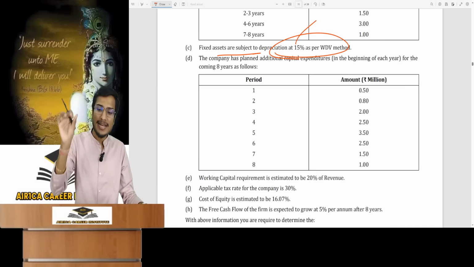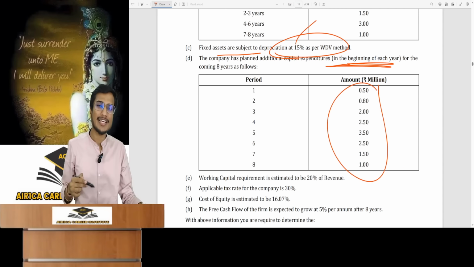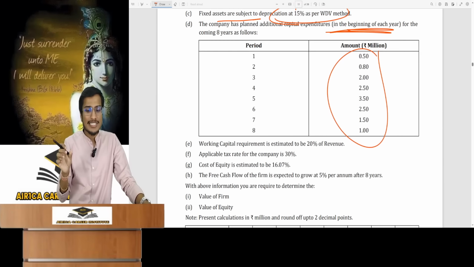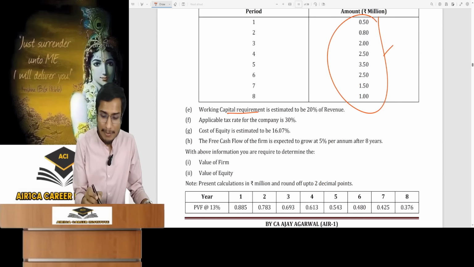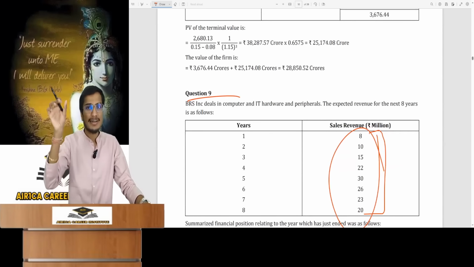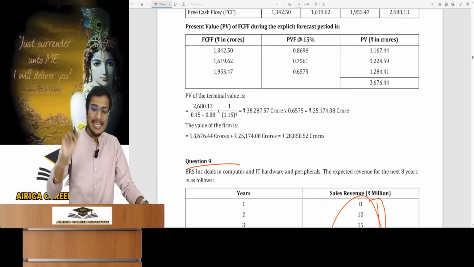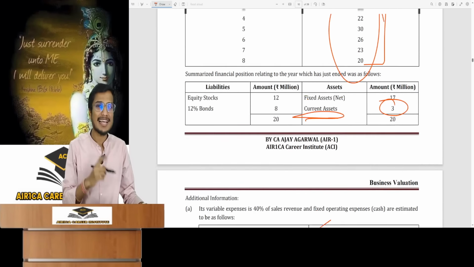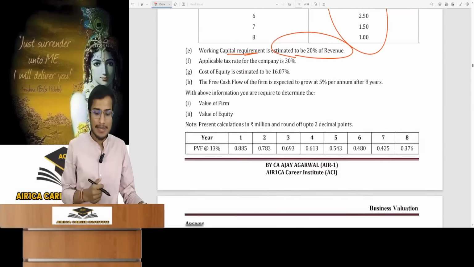Calculate the amount from the opening balance, plus you will do capital expenditure every year. That is told to you at the beginning of the year. Depreciation will be charged by the WDV method, each year's depreciation. You are given capex and working capital is 20% of revenue. So from the given yearly revenue, take 20% and maintain it as working capital. Working capital at the start is current assets since no liabilities exist. You will calculate the working capital change.